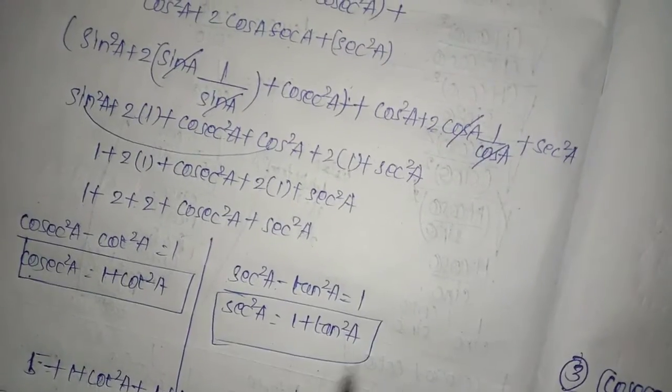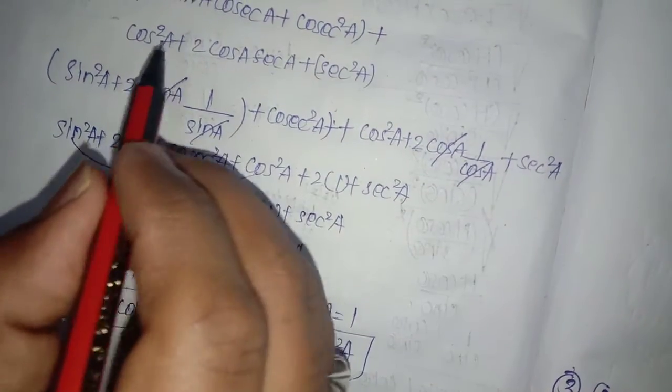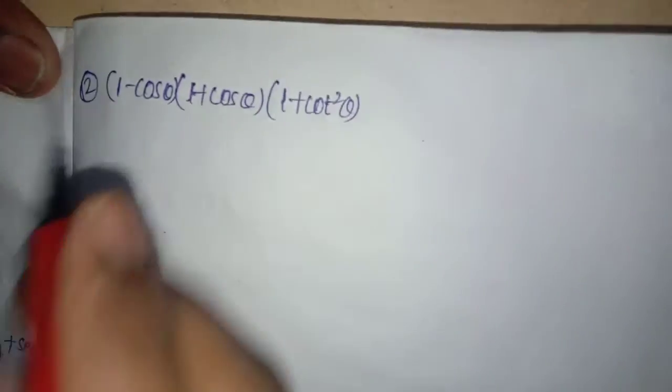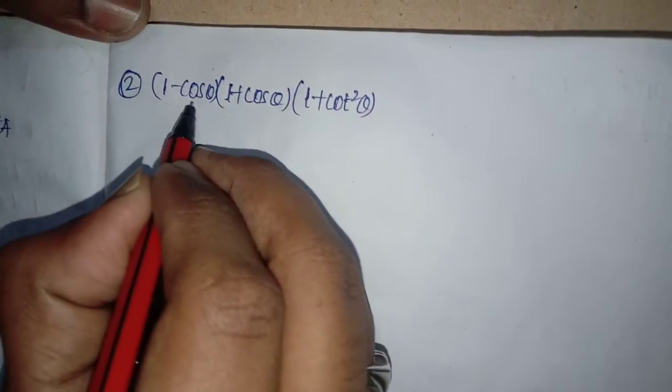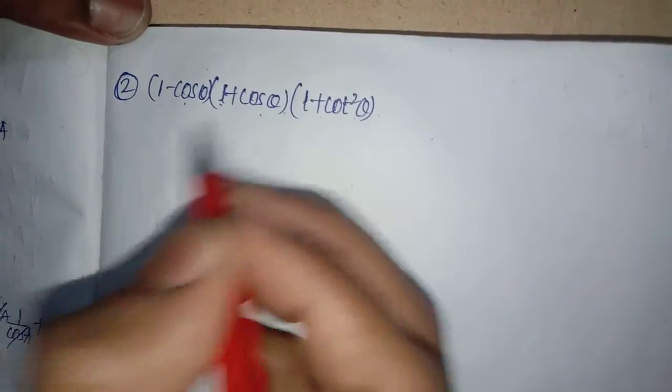So in this part of trigonometry, to solve the problems, we mainly have to take ratios and their reciprocals. Next, second problem. Here given: (1 minus cos theta) into (1 plus cos theta) into (1 plus cot square theta). They asked us to simplify this.